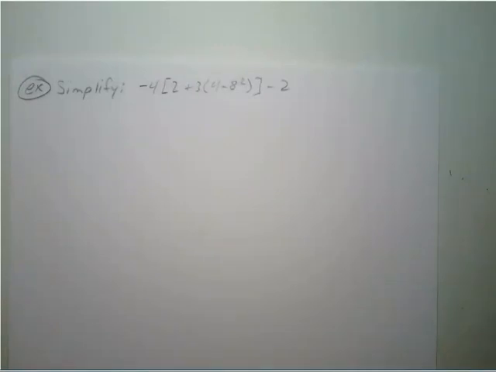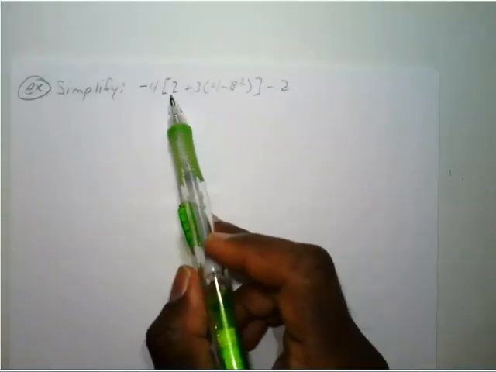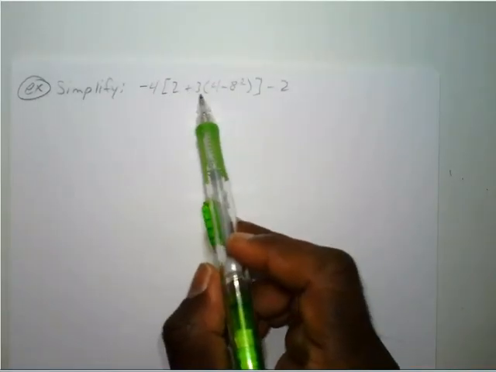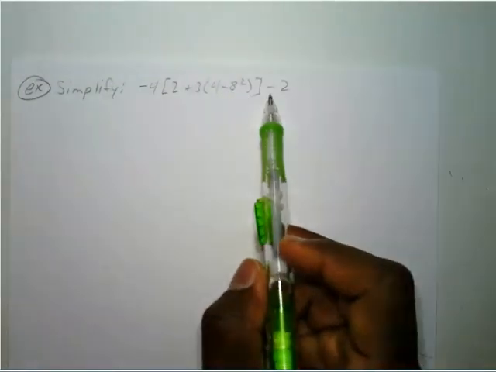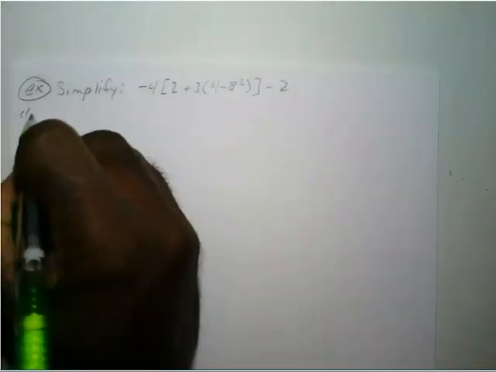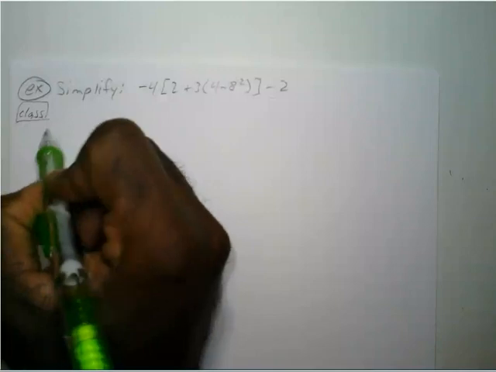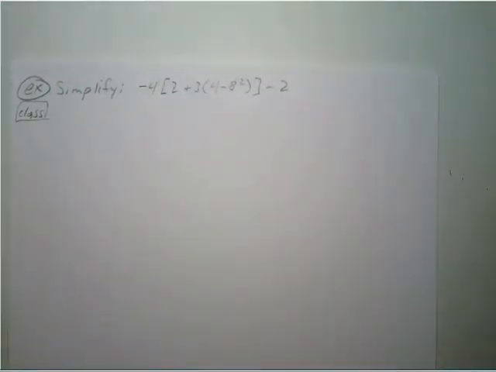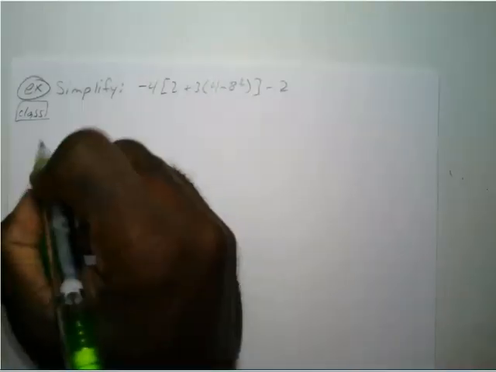All right, so I want you to simplify negative 4 times [2 plus 3 times (4 minus 8) squared] minus 2. Really what I want you to do, once again, is press pause and try this one. Try the ones that get a little complicated. All right, so I'm assuming you've pressed pause and solved this one. So let's go ahead and verify.